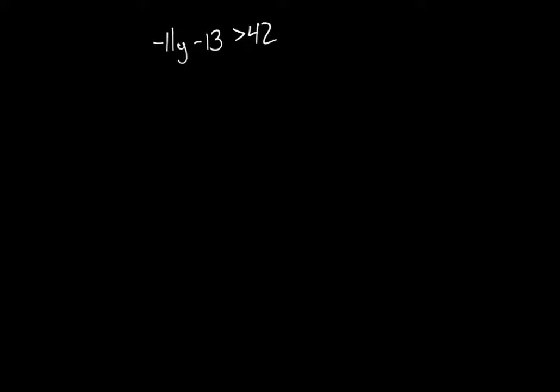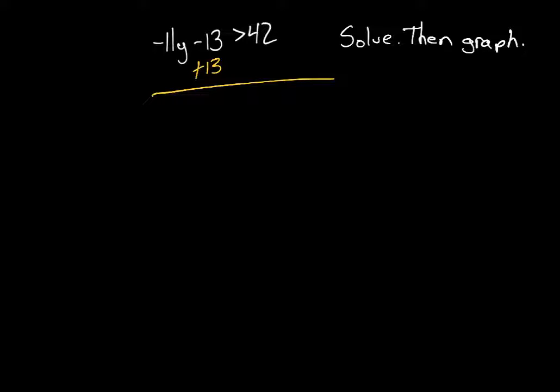So here we have an inequality that we need to solve. In fact, it says to solve this inequality and then graph the solution on a number line. We're going to first solve, then graph. All right. Let's get to solving. All right. First thing I'm going to do over here is I'm going to add 13 to each side. Add 13. Add 13. This cancels out. 12.